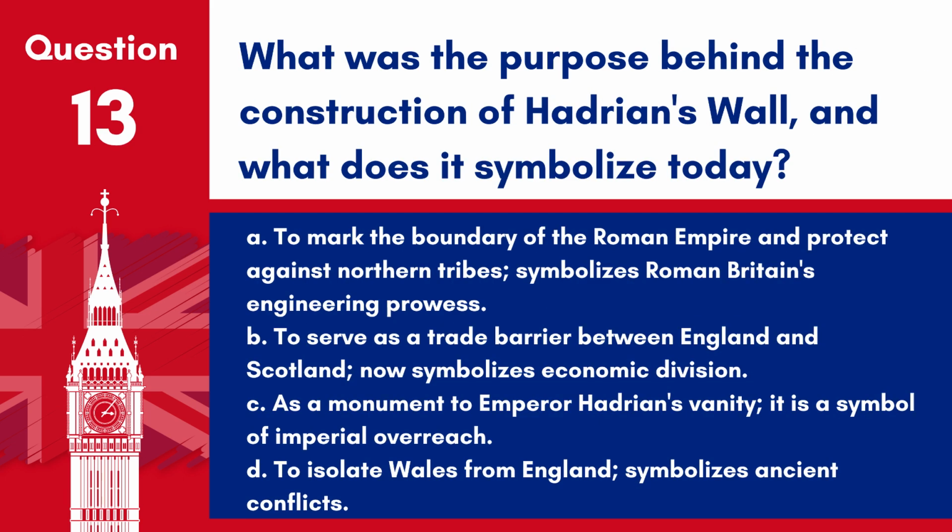Question 13. What was the purpose behind the construction of Hadrian's Wall, and what does it symbolize today? A. To mark the boundary of the Roman Empire and protect against northern tribes. Symbolizes Roman Britain's engineering prowess. B. To serve as a trade barrier between England and Scotland. Now symbolizes economic division. C. As a monument to Emperor Hadrian's vanity. It is a symbol of imperial overreach. D. To isolate Wales from England. Symbolizes ancient conflicts.